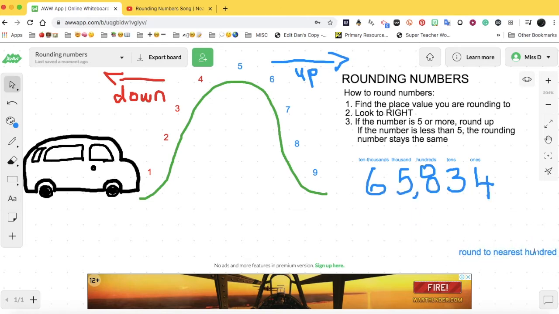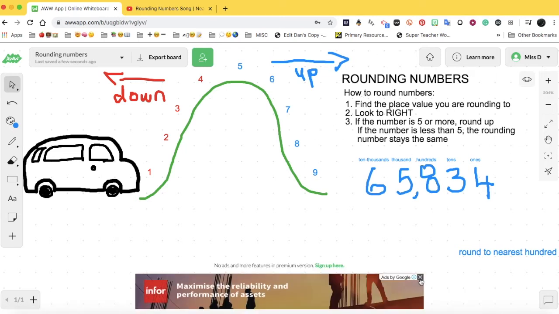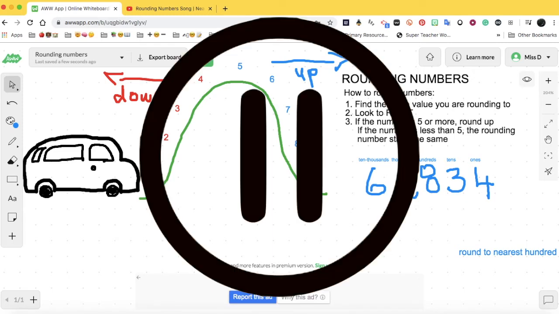Okay, round to the nearest 100. So, what is our first rule? Pause the video and say out loud, what is the first rule for rounding numbers? And if you're not confident, you can look right above here and read it. Tell me, what is the first rule for rounding numbers? Pause the video and then tell me.